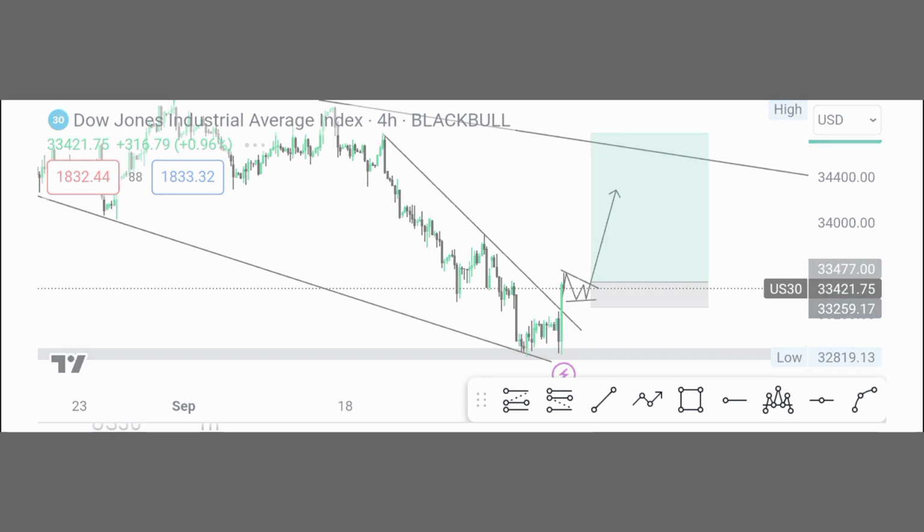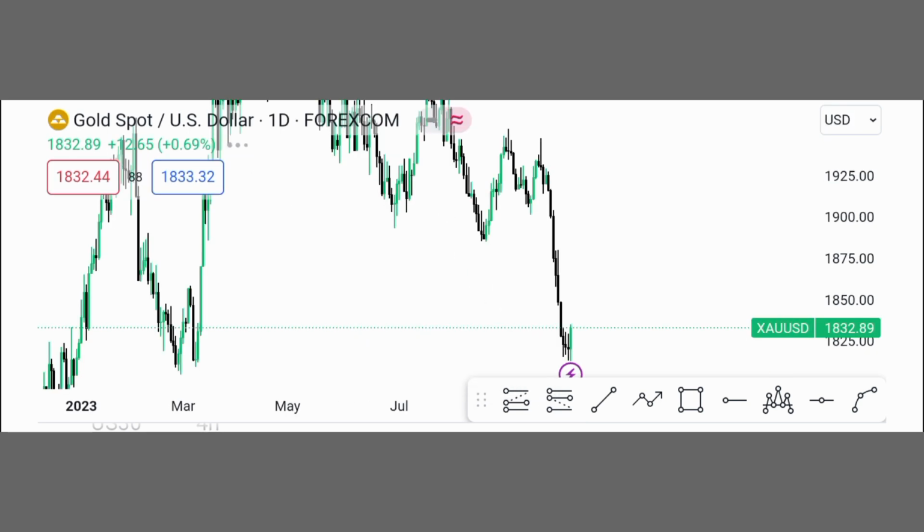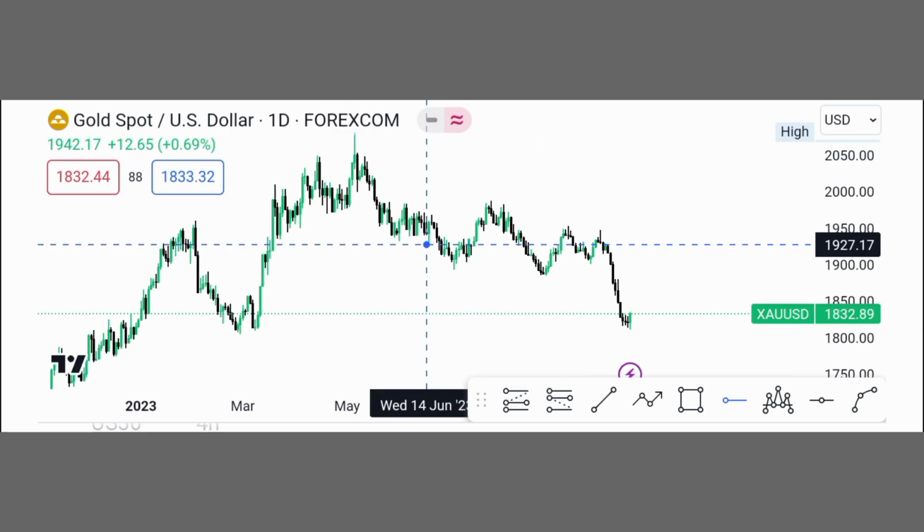Okay, moving over to gold, guys. So on gold, I'm gonna start on the daily time frame. Okay guys, so the reason why I'm starting on the daily time frame on gold is that on the daily time frame it's much cleaner, right?